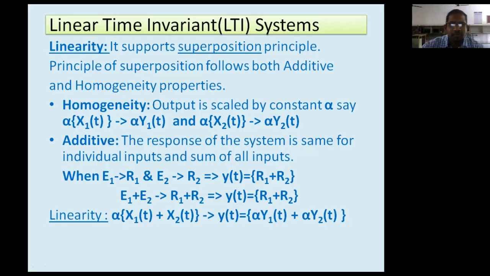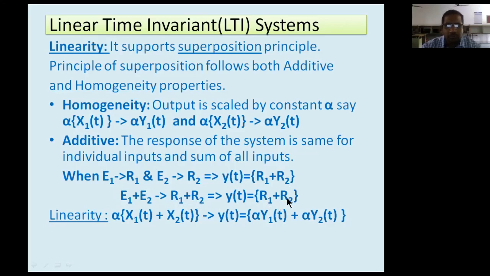The next important property is the additive property. What do you mean by additive property? Just now I was speaking about the superposition theorem. Say E1 and E2 are the inputs. For E1, if R1 is the output, and for E2, if R2 is the output, then the output y of t when you add up these two individual outputs is R1 plus R2. Now if I simply add E1 and E2 at the input, I am going to get the output as R1 plus R2 only.